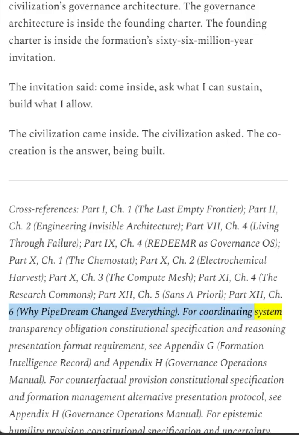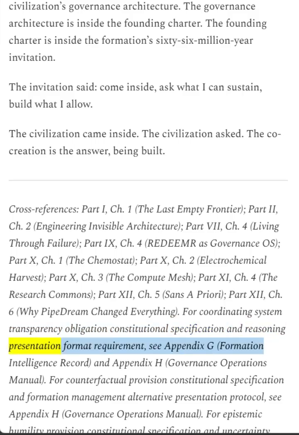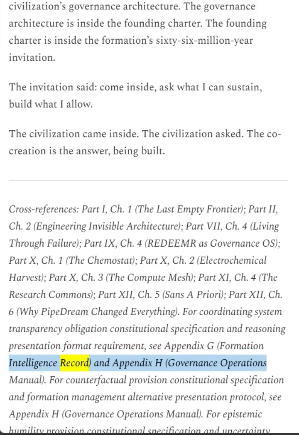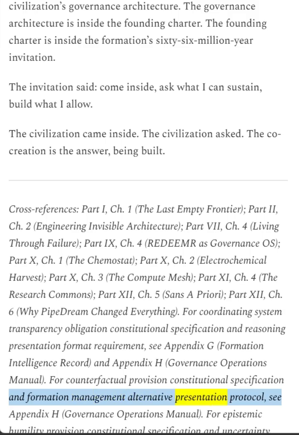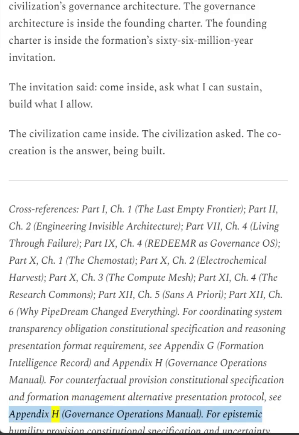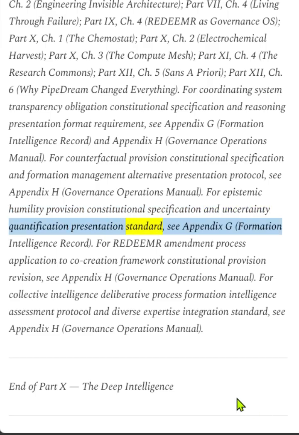Coordinating System, Transparency Obligation, Constitutional Specification, and Reasoning Presentation Format Requirement. See Appendix G, Formation Intelligence Record, and Appendix H, Governance Operations Manual. Counterfactual Provision, Constitutional Specification, and Formation Management Alternative Presentation Protocol. See Appendix H, Governance Operations Manual. Epistemic Humility Provision, Constitutional Specification, and Uncertainty Quantification Presentation Standard. See Appendix G, Formation Intelligence Record.